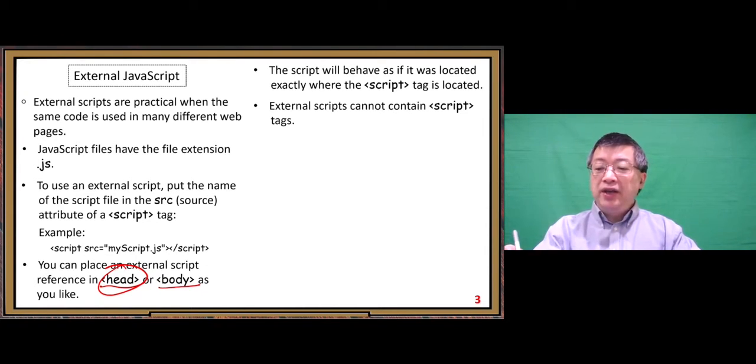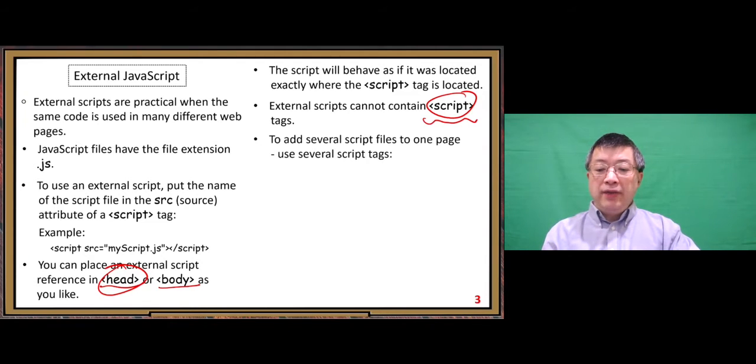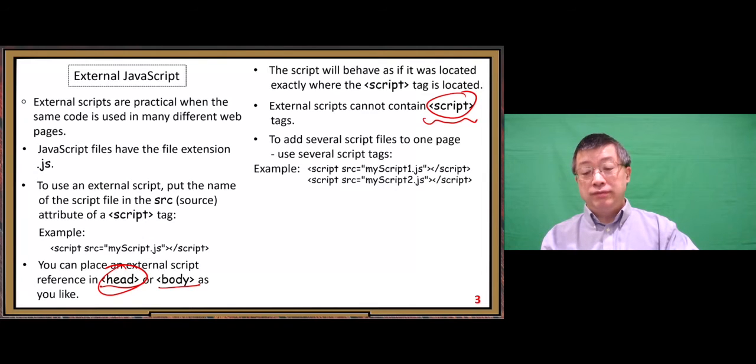An external file cannot contain another script tag. So don't forget, in this way, we only put a list of function definitions inside external JavaScript files. We never put any script tags. Okay, then to add script files, you can add multiple script files. It's very common.